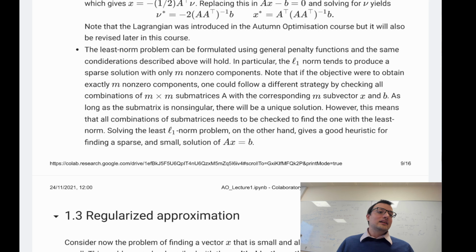To do that, you have to formulate a combinatorial problem in which you look for all the solutions. You have to compute all the solutions to the problem Ax equal to b which have exactly m non-zero components. Then you have to look for the one with the least norm. This is a computational problem that is essentially unsolvable for big problems, and the L1 norm is essentially a heuristic to find a sparse solution in this case.